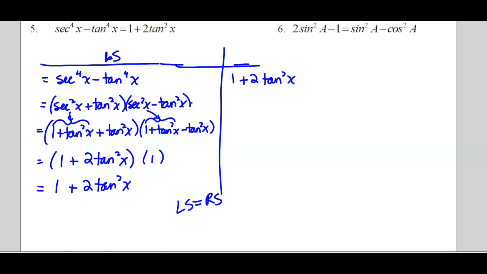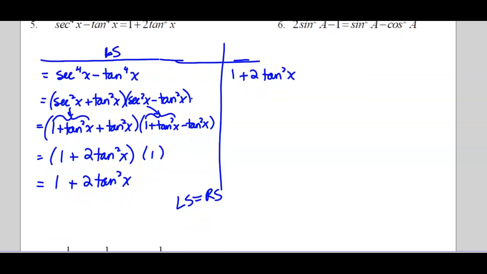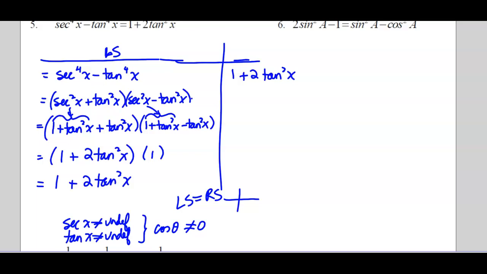Okay, and then in terms of your restrictions, there are no denominators, but secant x cannot be undefined. Tan x cannot be undefined. Here, secant is 1 over cos. Tan is sine over cos. So really, cos x cannot be 0. Cos is 0 at pi over 2 and 3 pi over 2. Oh, I guess it's not theta, it's x, right?